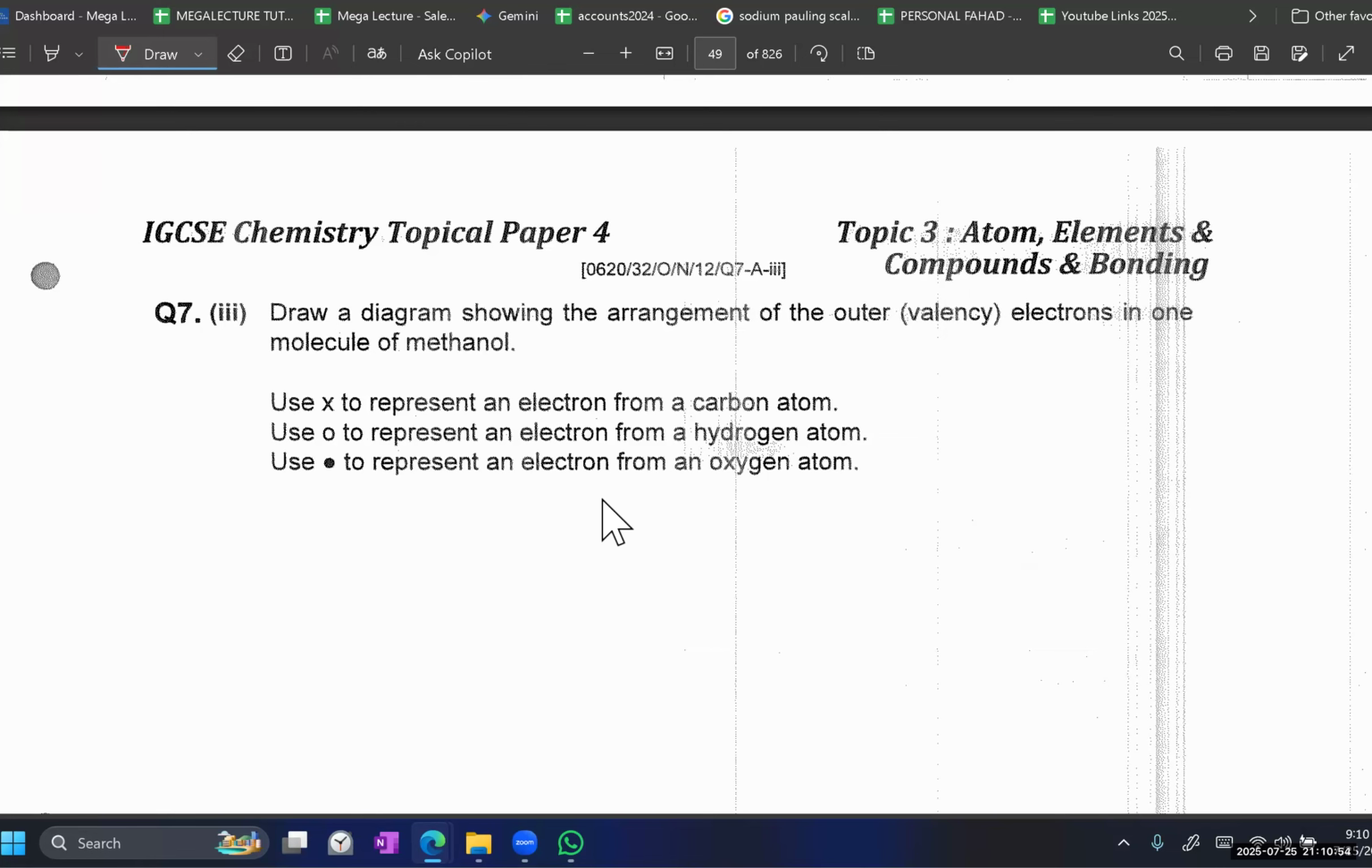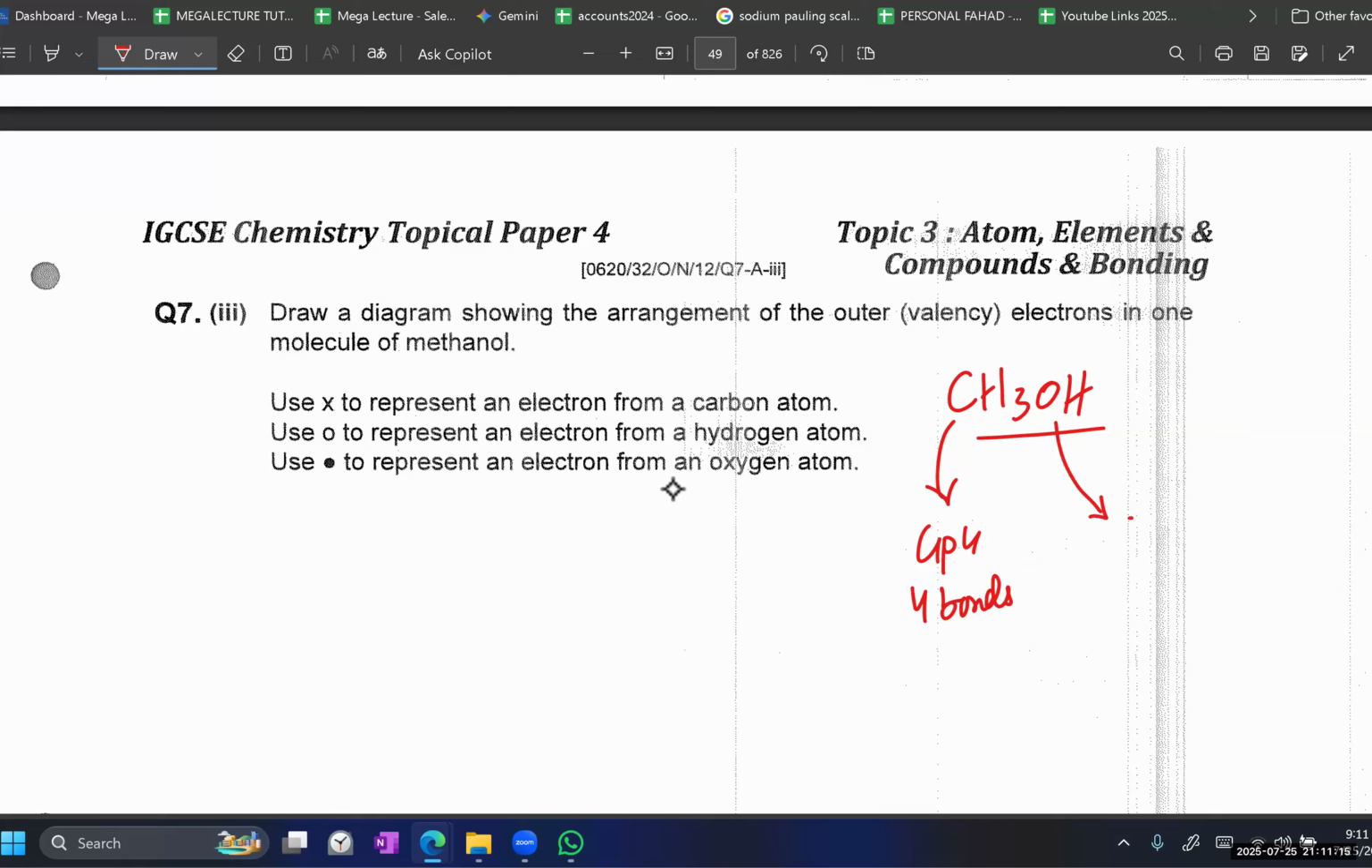He's saying dot and cross diagram of methanol. Although you haven't done methanol, that's organic, I'm going to write down the formula for you, and you have to draw the dot and cross. Remember, carbon is in group 4. So how many bonds does group 4 make? It makes 4 bonds, right?